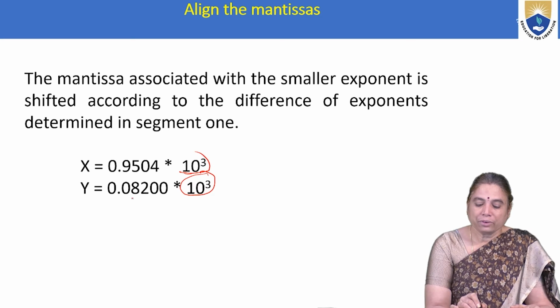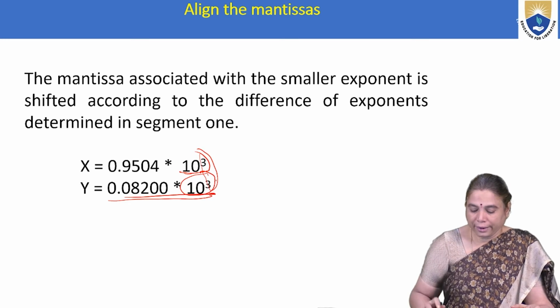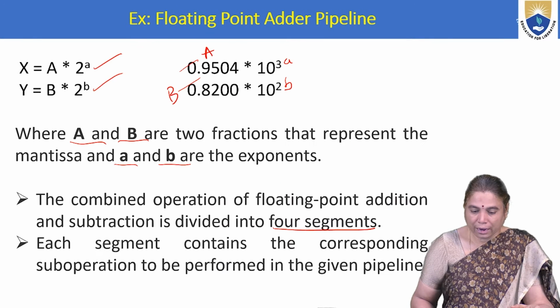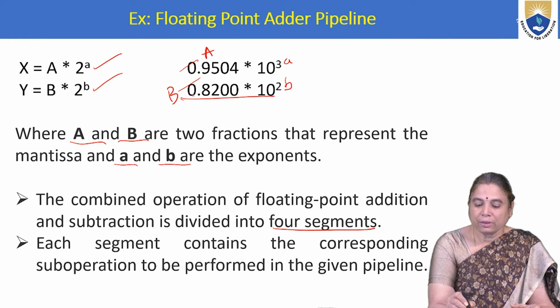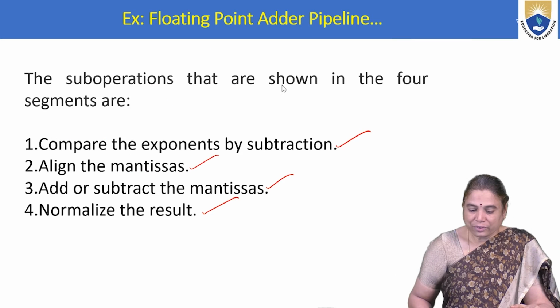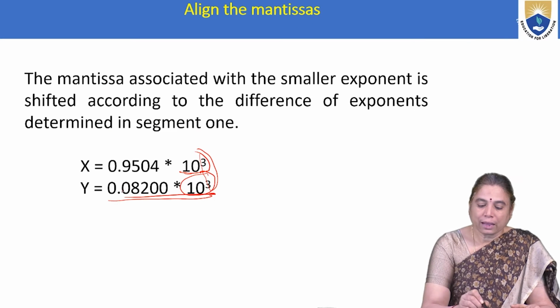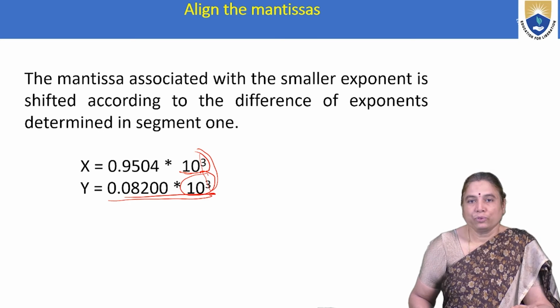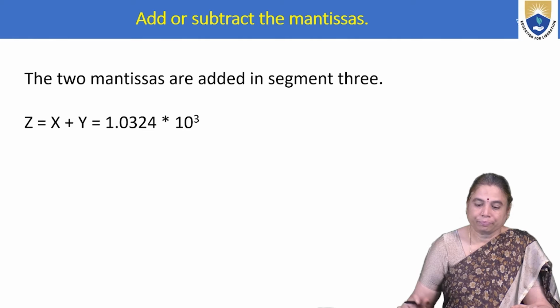So here, by shifting the second value so that the exponents are aligned, the mantissas can be aligned. So here the b value is 0.8200. To align, the exponent has to be adjusted so that the mantissa can be aligned as 0.082 times 10 to the power 3. So in this way, the second step can be used to align the mantissas.